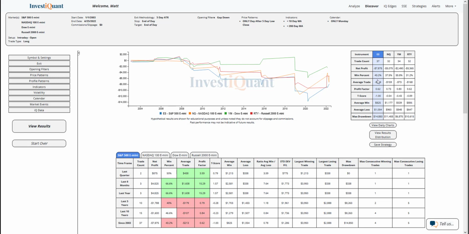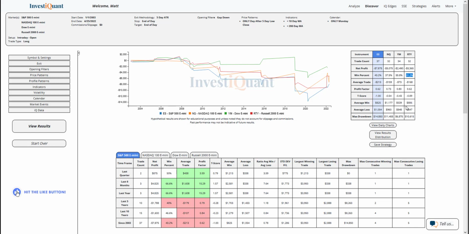If we look at win rates on them, S&P coming in weak, 43% of those have closed above the opening print. For the NASDAQ, it is 38%. For the Dow, 56%, and for the Russell, 31%. So pretty weak as a group.